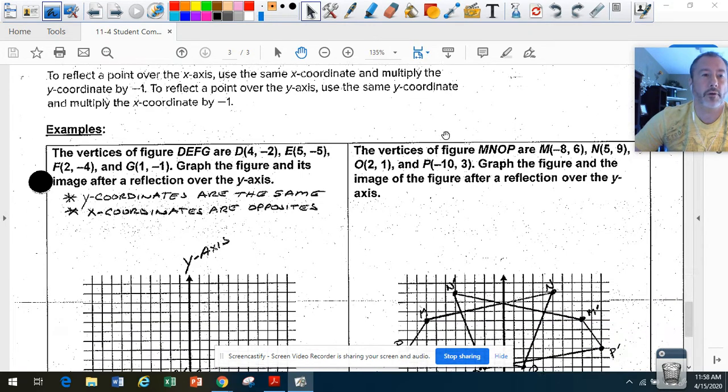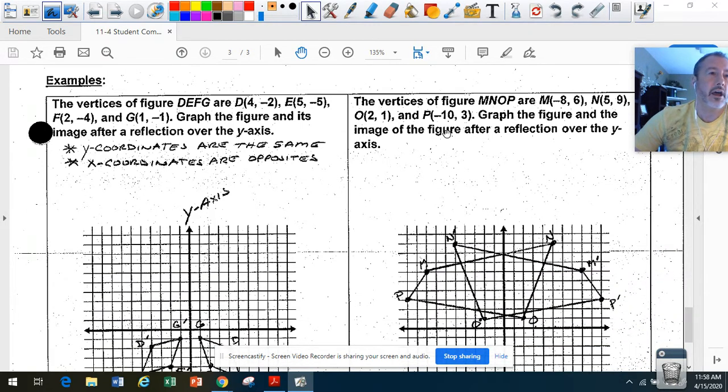Okay, so if we look right here, it says the vertices of the figure D, E, F, G are D is 4 comma -2, E is 5 comma -5, F is 2 comma -4, and G is 1 comma -1.